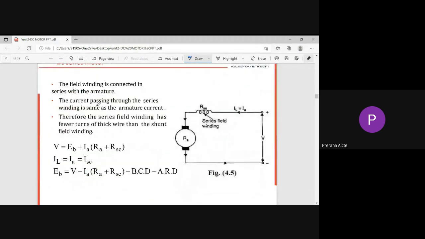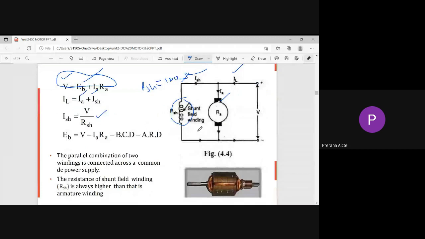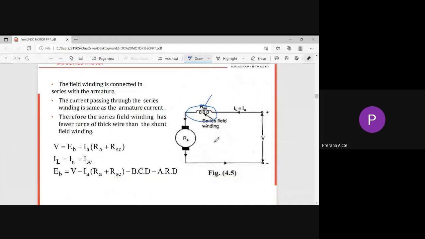Next, coming to the DC series motor, the series field winding has fewer turns, and its resistance Rsc is very small compared to the shunt field winding. In the shunt field winding, the Rsh value is high, nearly 100 ohms or more. In the series field winding, the Rsc value is very small, from about 0.0 onwards.